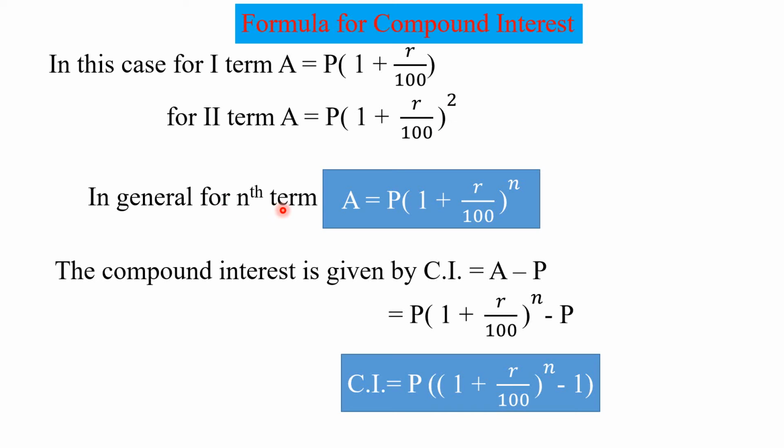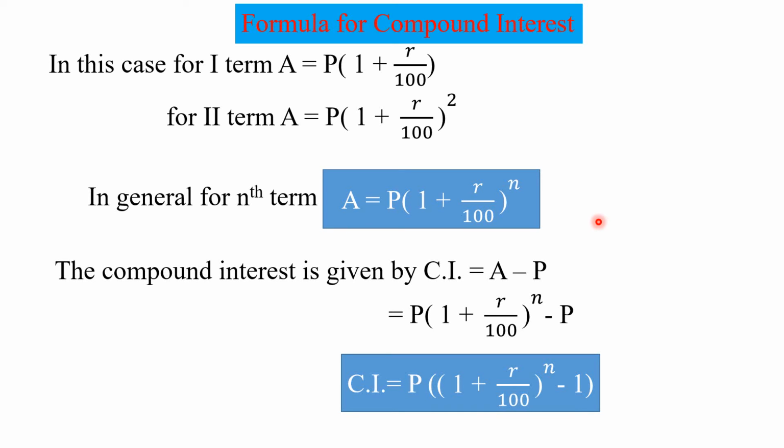In general, for the nth term, we don't know the number of terms. So we calculate for n terms: A = P(1 + R divided by 100) raised to n. This formula gives the amount for compound interest.